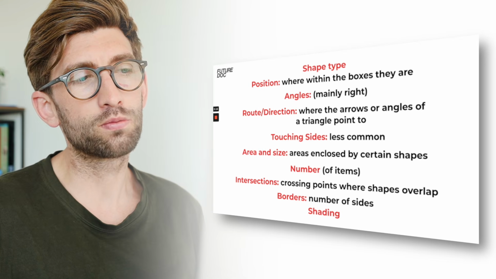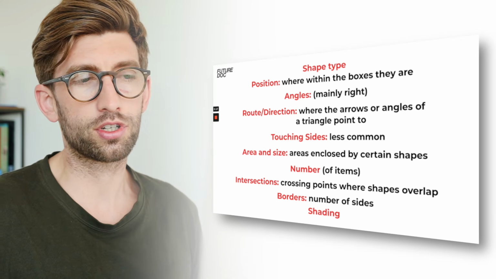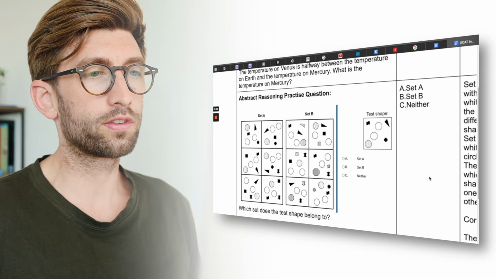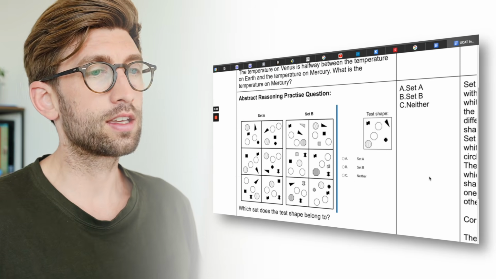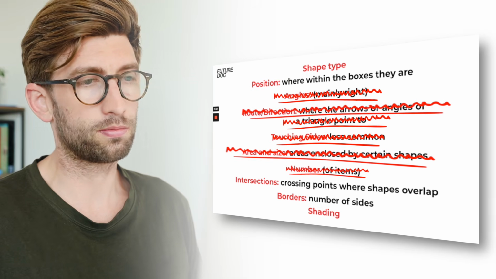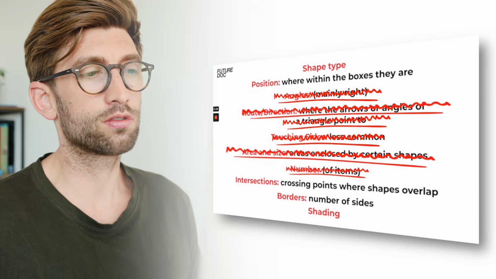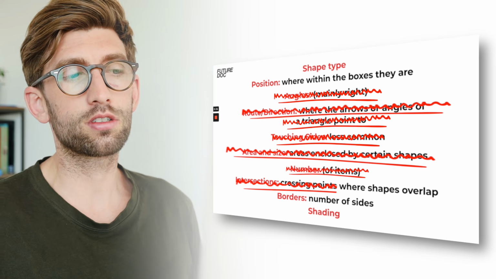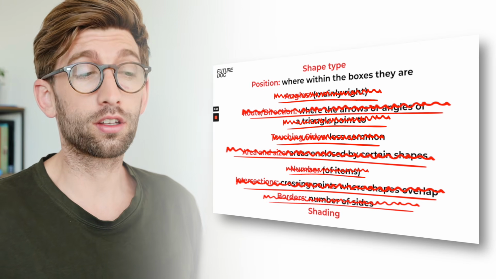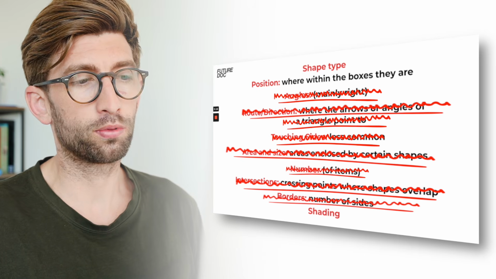Area and size is more about the number of enclosed areas when shapes overlap. Number of items, well, all of the boxes contain 6 items on both sides, so that's not going to be one of the distinguishing features or the pattern. There are no intersections, there are no borders, and with borders I'm not going to count them all up now, but I can assure you that there is no pattern with the borders. However, the last one, shading, is one.